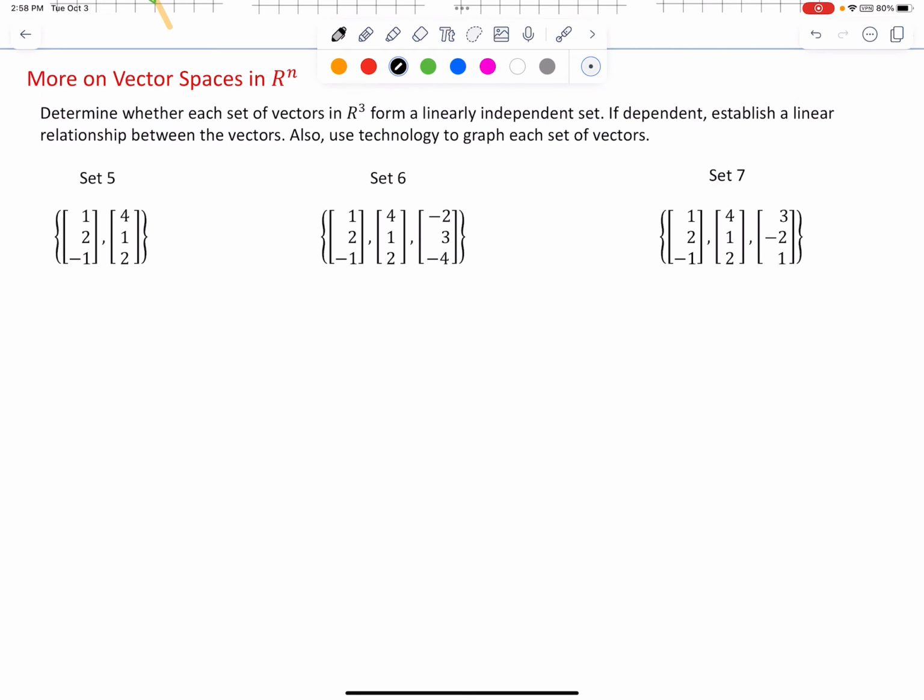Determine whether each set of vectors in R3 form a linearly independent set. If dependent, establish a linear relationship between the vectors. Also use technology to graph each set of vectors. Set 5. Now set 5 has only two vectors in it. They're both three-dimensional. But because there are only two vectors, we simply need to determine whether either vector is simply a multiple of the other.